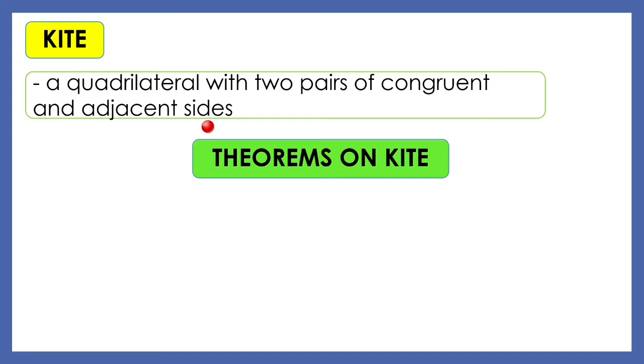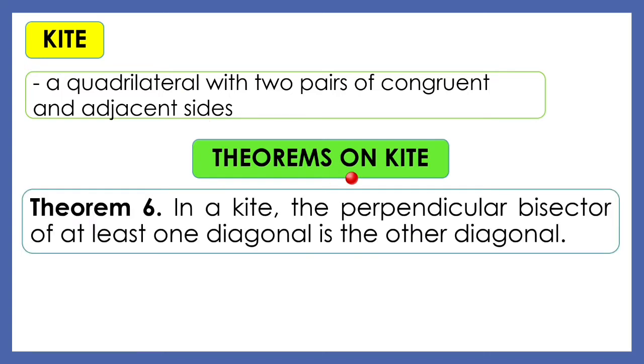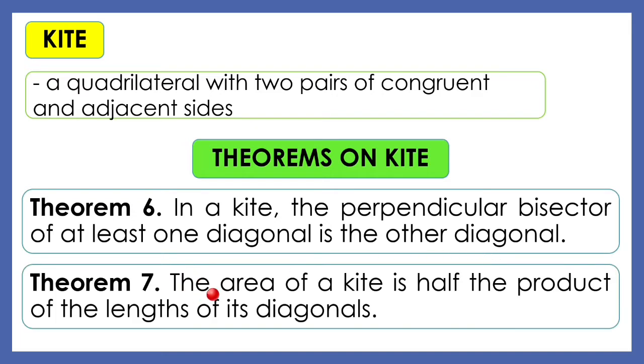Meron tayong dalawang theorems on kite. The first theorem is: in a kite, the perpendicular bisector of at least one diagonal is the other diagonal. The second theorem is: the area of a kite is half the product of the lengths of its diagonals. Let us prove these theorems and then we will solve problems involving kites.